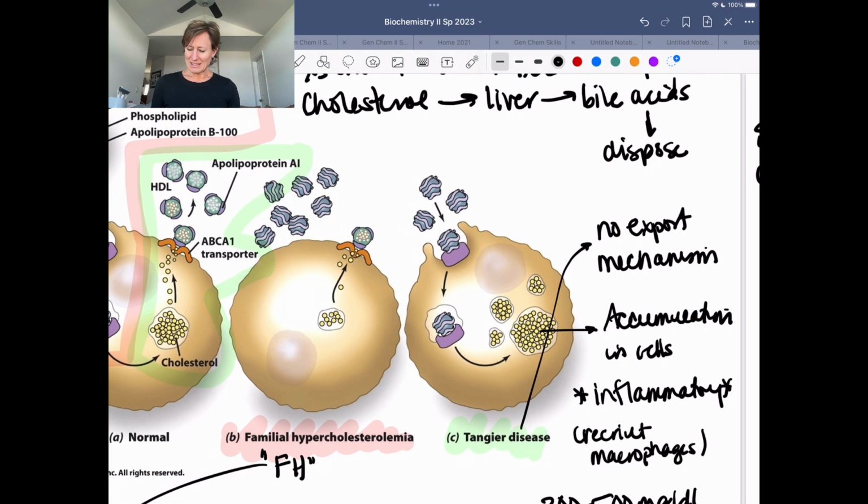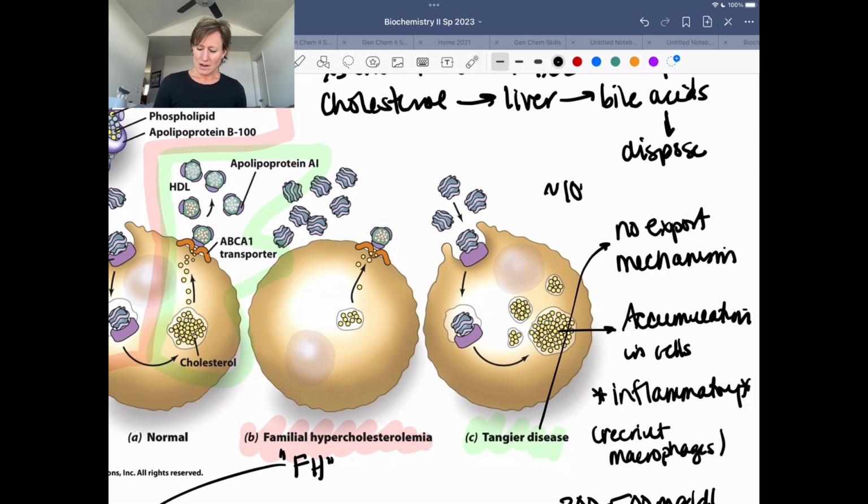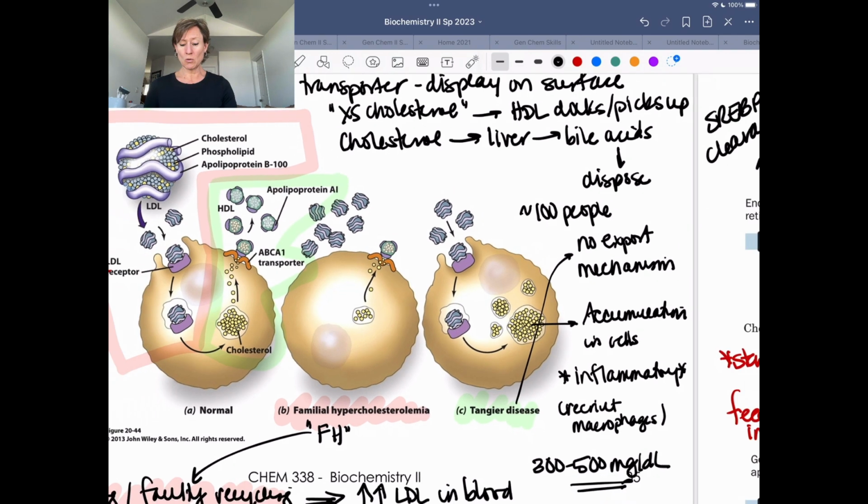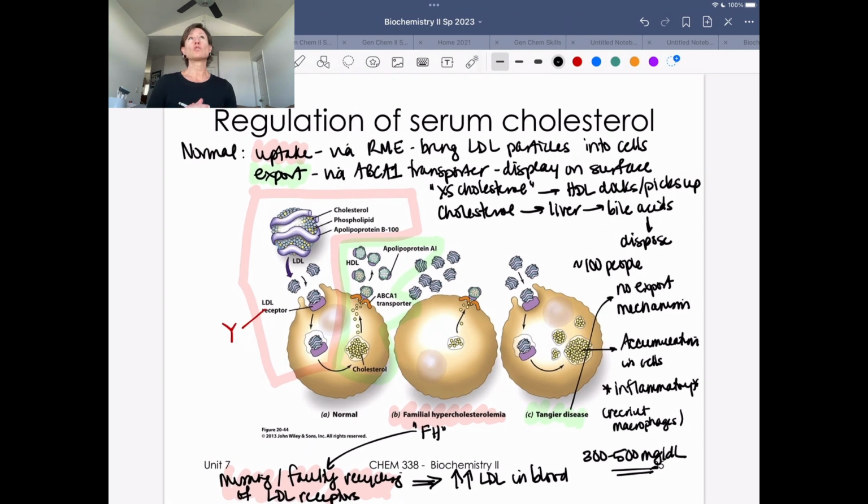But again, highlighting that this is about 100 people in the world. It's autosomal recessive, so it's not something that tends to propagate in a population. There's no selective advantage for it. It's been isolated to communities within this geographical region. So cholesterol flux is really, really important to maintaining healthy levels of cholesterol in your bloodstream.